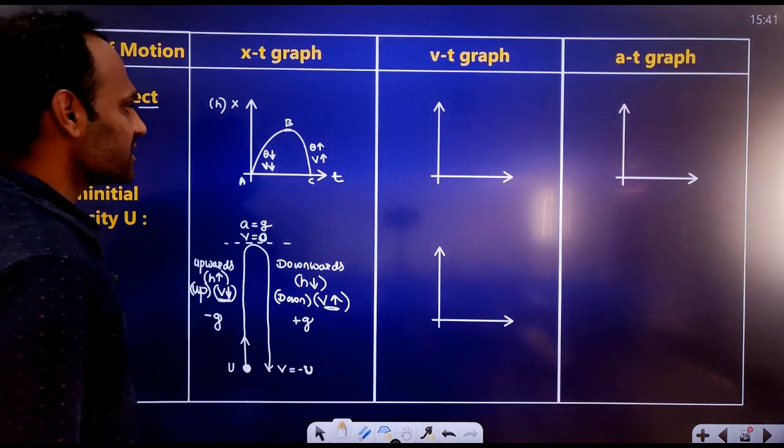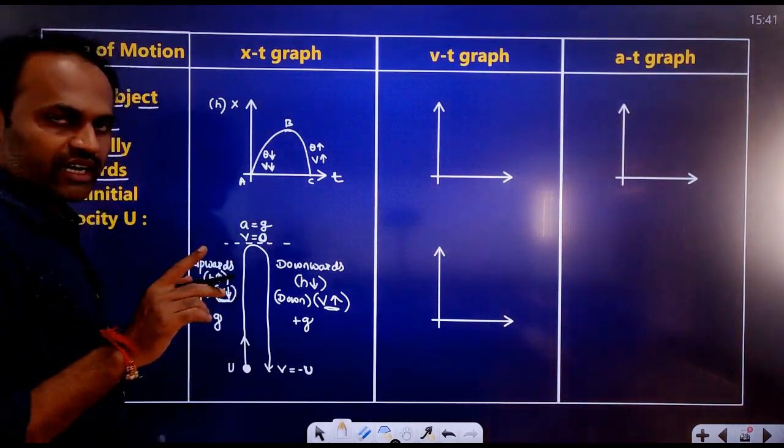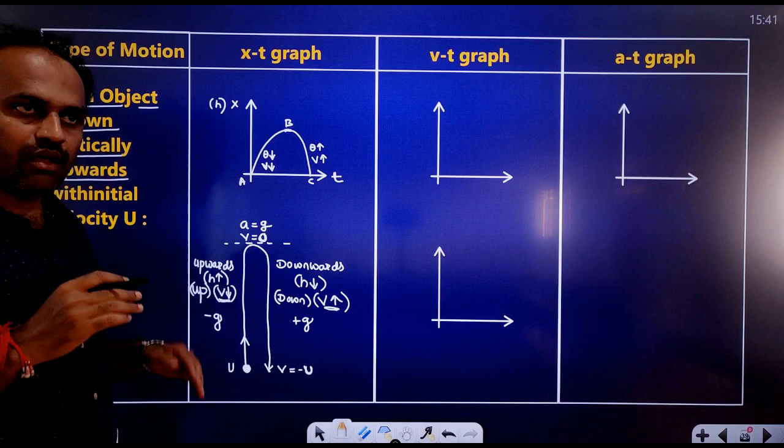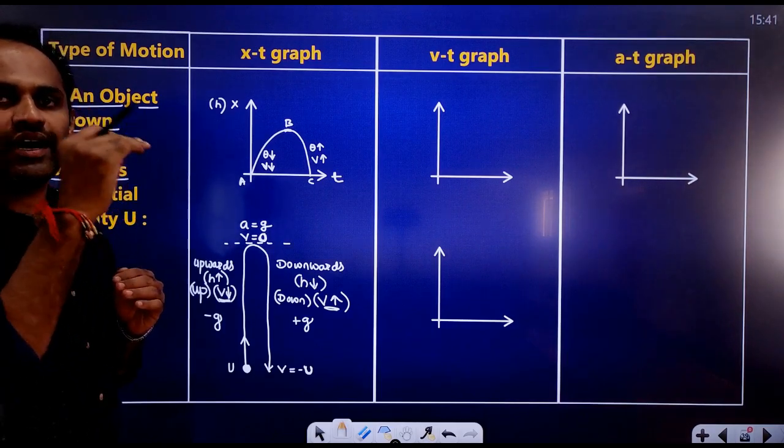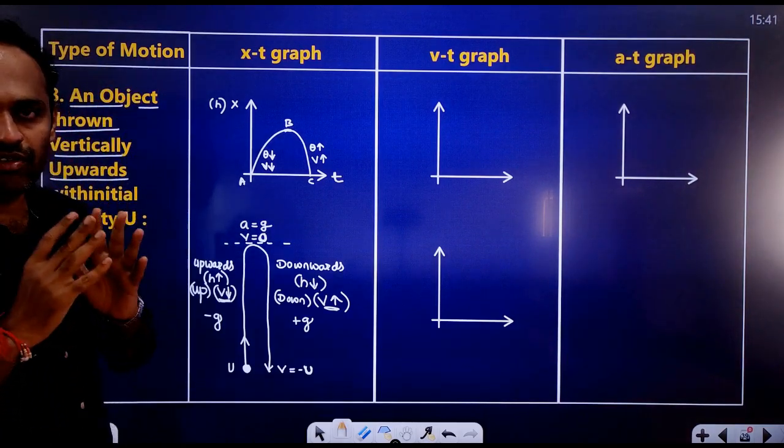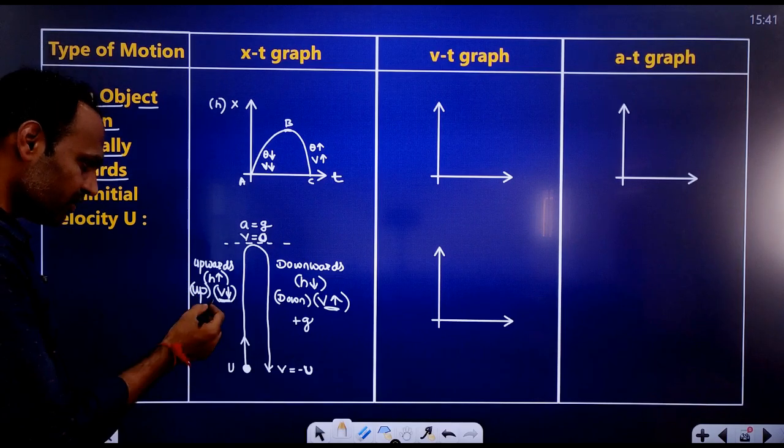Okay, so next, velocity will be increasing or decreasing at a constant rate here. Velocity 20, 15, 10, 5, 0 uniformly increases and uniformly decreases. Initially it is in the positive direction.